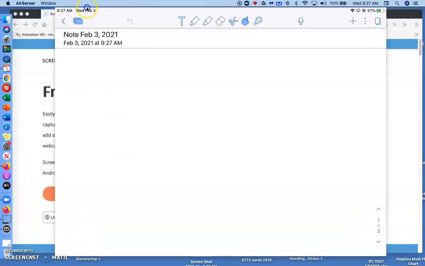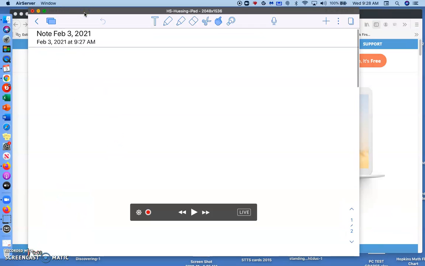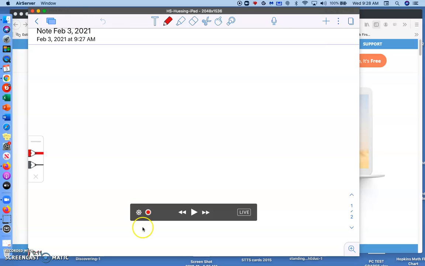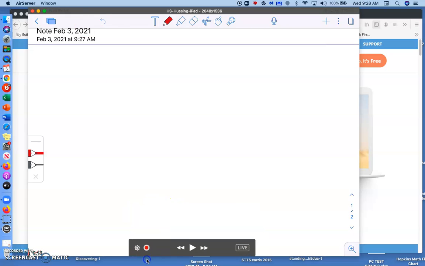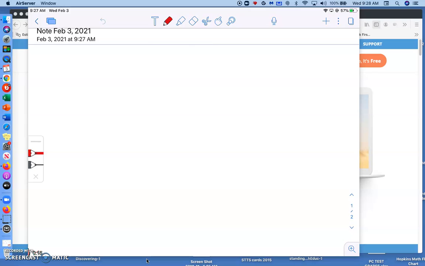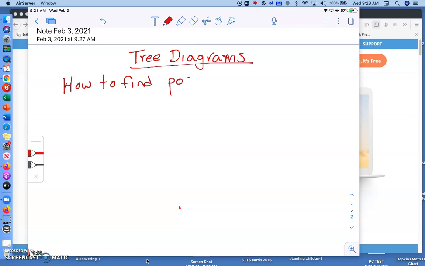Hello, today we are going to take a look at tree diagrams. So if you have a table of contents in the beginning of your notebook, you're going to want to label this with tree diagrams. And this will be a review for some of you. For some of you, it may be new. But what we're going to do today is take a look at tree diagrams, and we're going to use this as how we can find possible outcomes.